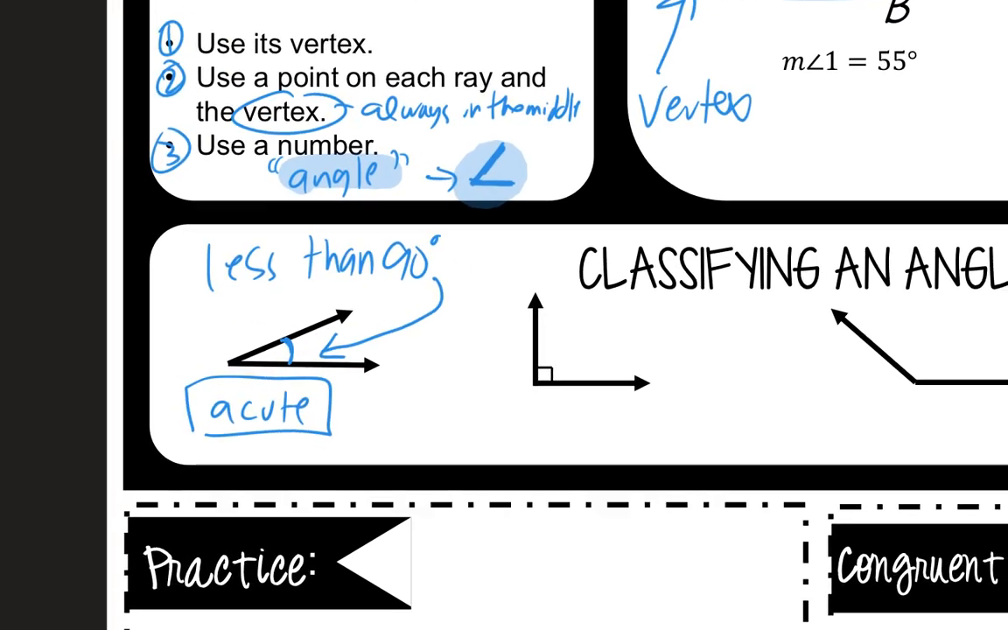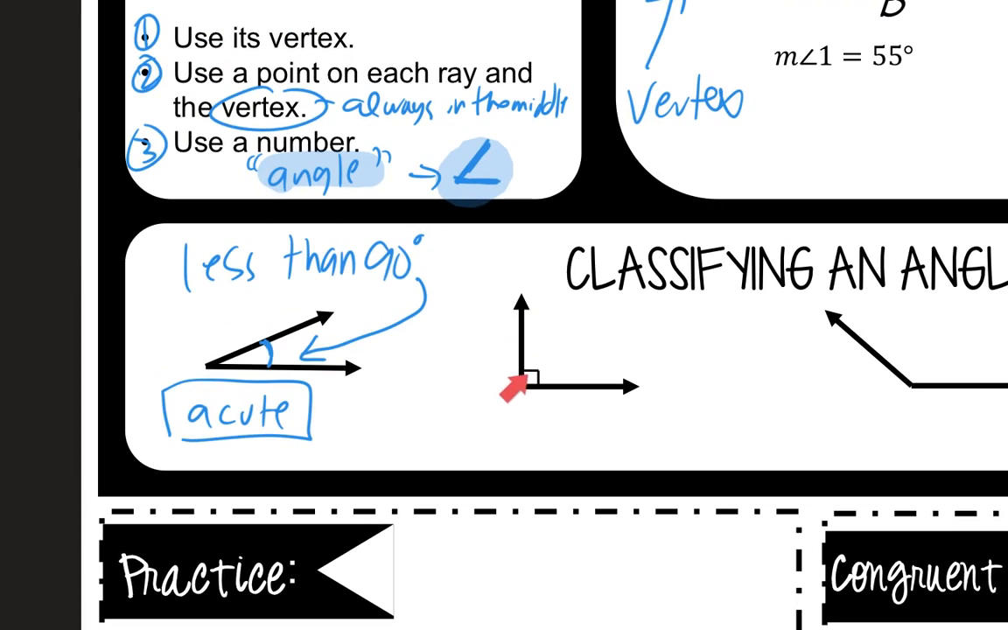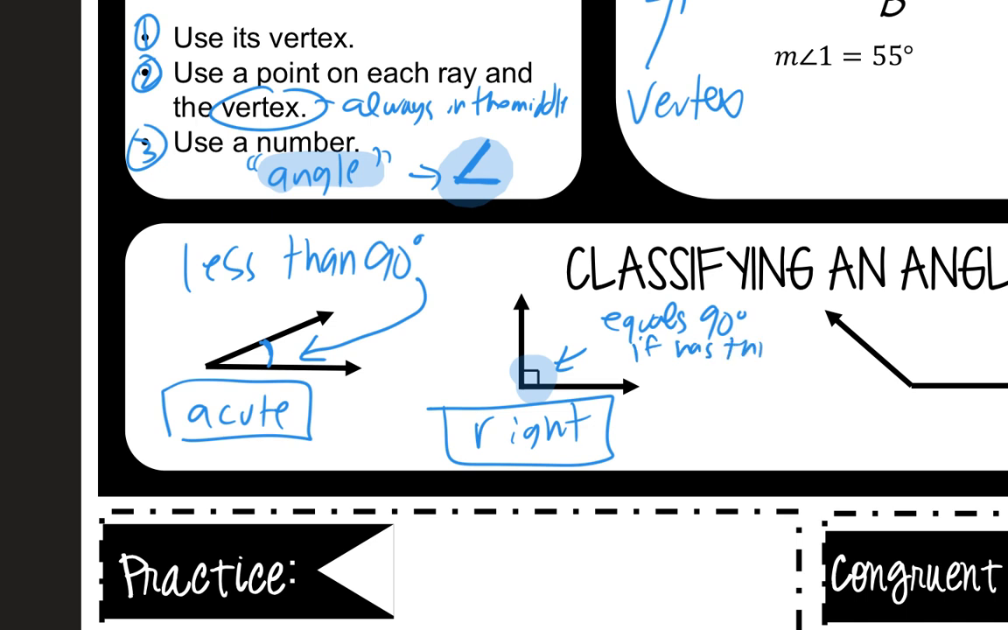Similarly, if we look at this one right over here, this square tells us that it equals 90 degrees, and this is a right angle. Anytime we see it just like that, where it looks like a corner, we know it's 90 if it has that symbol. Otherwise, we're just guessing. So it has to have that symbol.